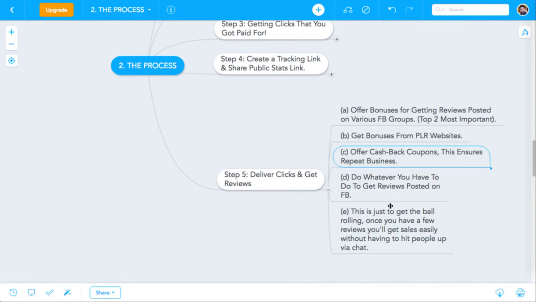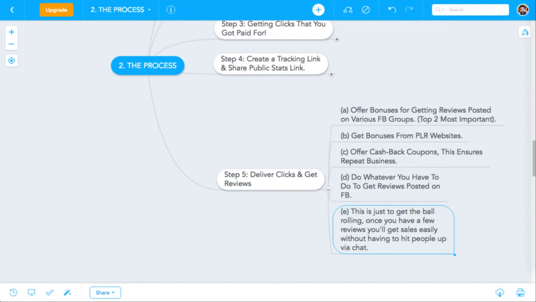Do whatever to get positive reviews posted on Facebook. This is just to get the ball rolling. Again, once you have a few reviews, you'll get sales easily without having to hit people up via chat. But I do recommend that you continue doing it. It's just like cold calling. You approach 10 people, you might get 1 or 2 sales today. Sometimes what happens is some people will approach you later, but at least once you have a service in the market, you should approach people and tell them.